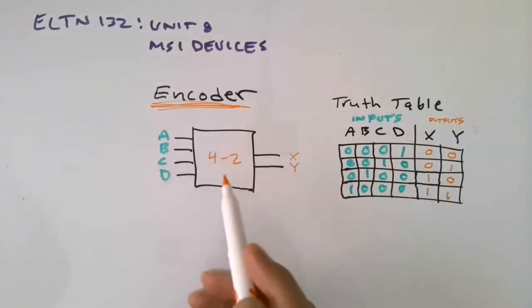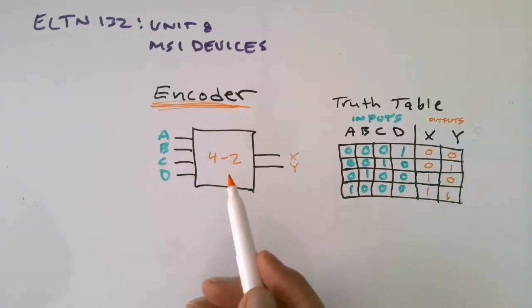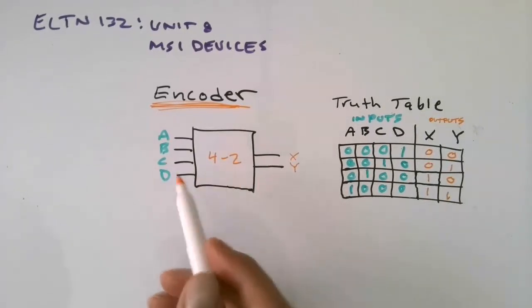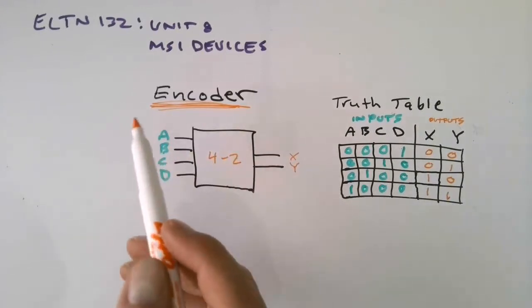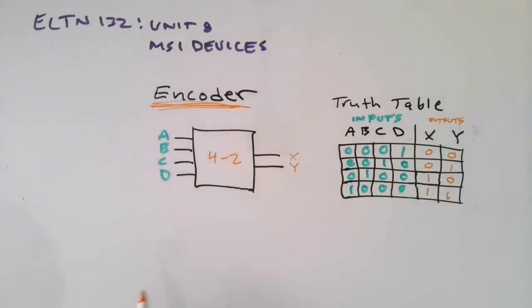But if we start expanding this, for example, if we have 16 inputs, we'd have 4 outputs, 32 going to 5. So very quickly we can encode a lot of individual discrete inputs to a relatively small number of binary values. So this is an encoder.